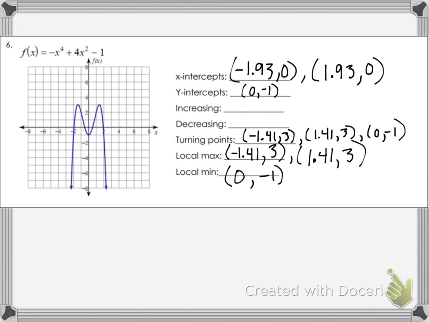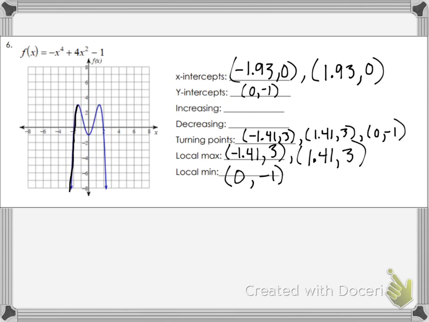Negative 1.41, 1.41, and 0. So those are going to be some of the numbers that are a part of our intervals for increasing and decreasing. So, for this first part of our graph right here, is that increasing or decreasing? Is it going uphill from left to right or downhill from left to right? Uphill from left to right. So it's increasing, right? Is there a starting point for it to start increasing?